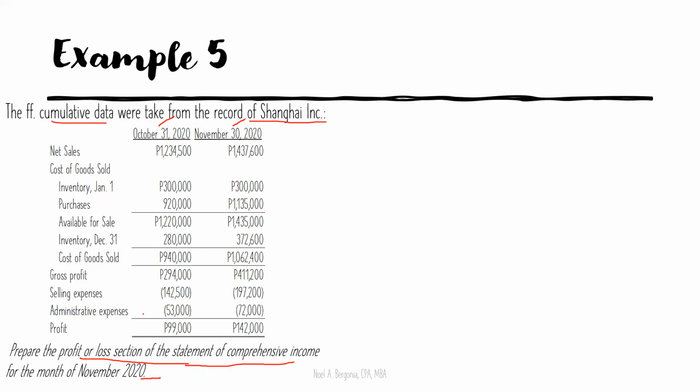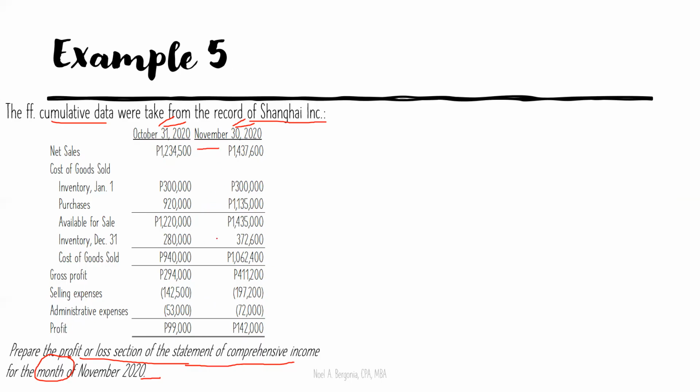But remember, we are being asked only for the month. Okay? For the month only. So we will not be preparing cumulative data, but rather we should prepare for the month only. So what you need to do is to compare the ending cumulative balance of October and November. Then the changes will be for the month of November. Okay? So that's for sales.